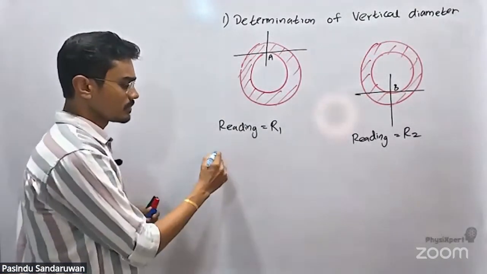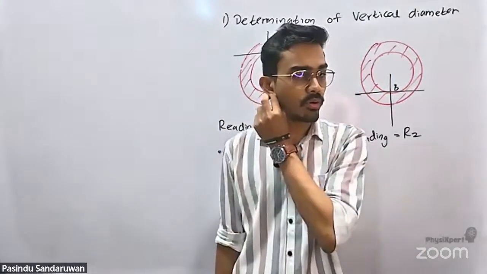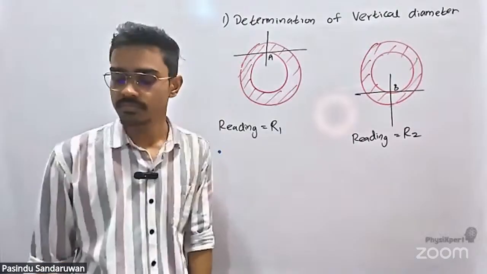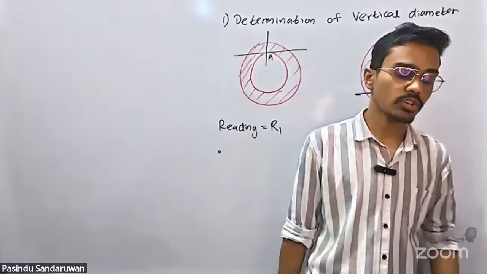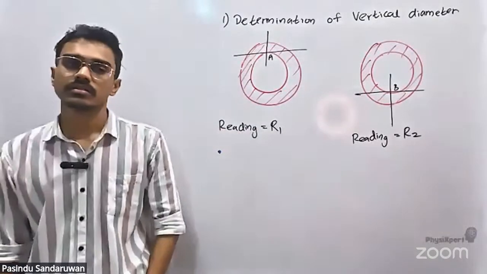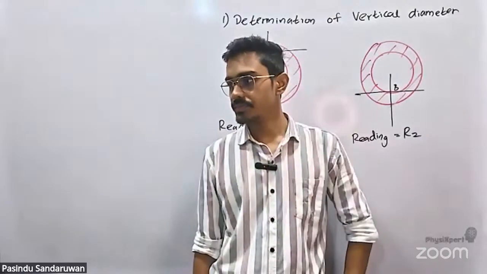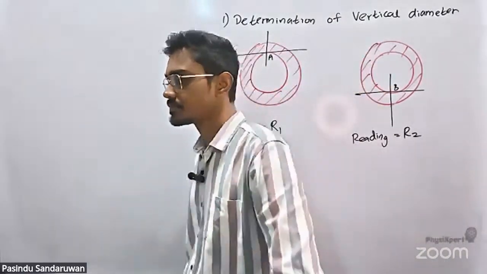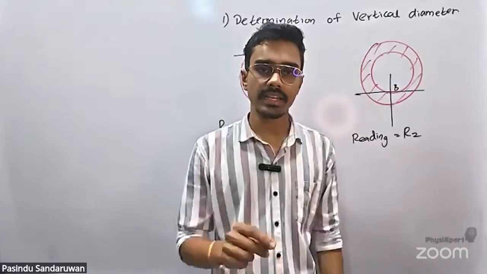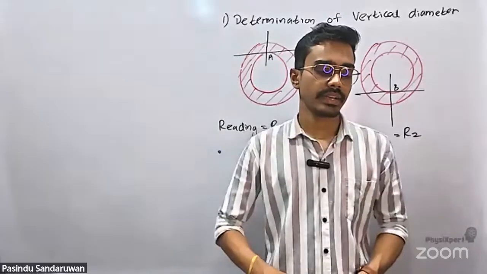First point: first focus the microscope to point A at the internal surface of the rubber tube and take the respective reading R1.